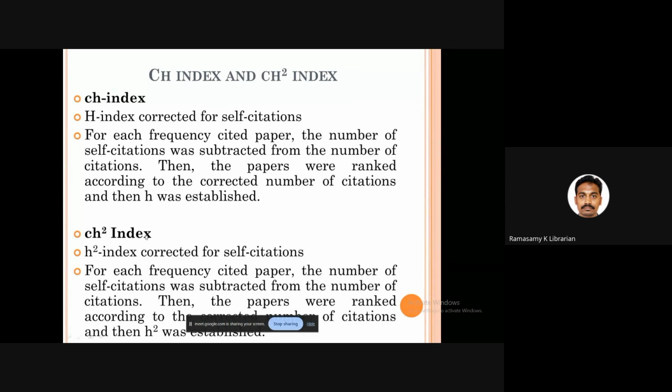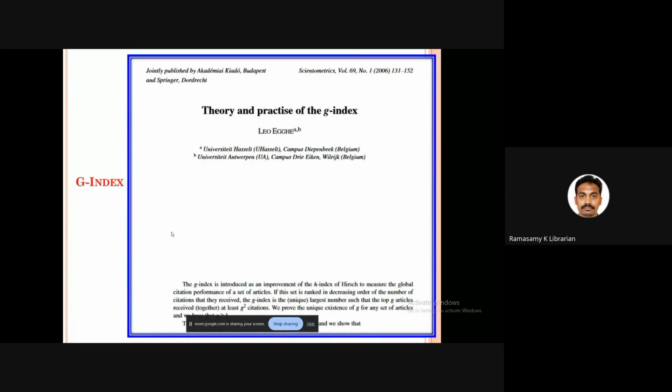What about CH square index? Same way, how you calculated H square index, you will calculate CH square index. Only difference is that you are going to exclude all the self-citations. So CH and CH square talk about excluding self-citation count from the total citations received by you for each and every one of your papers. Good. Then comes G index.